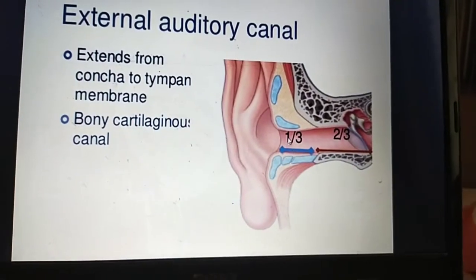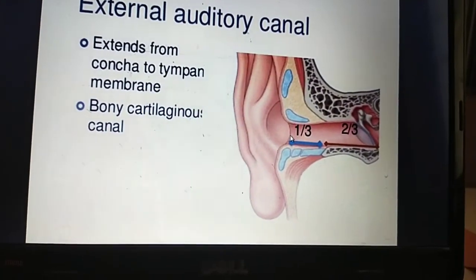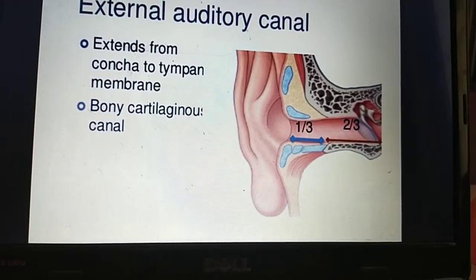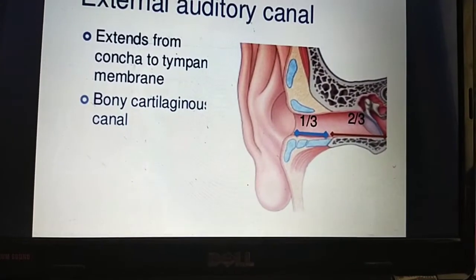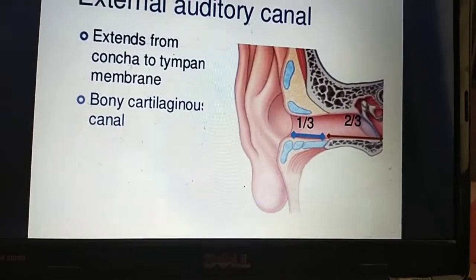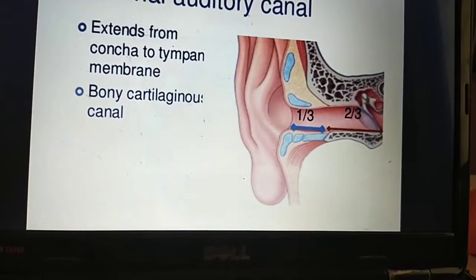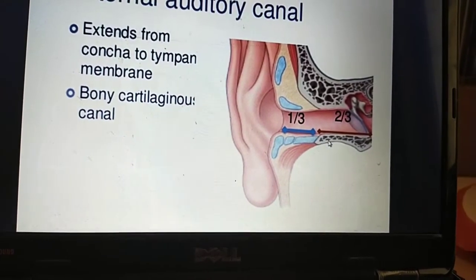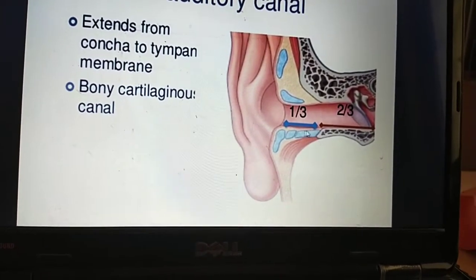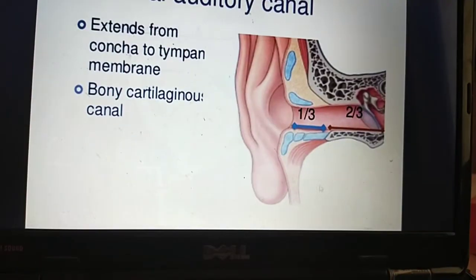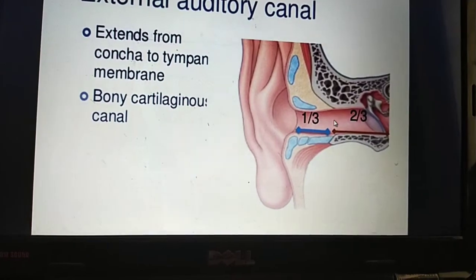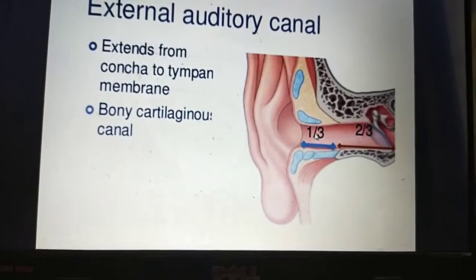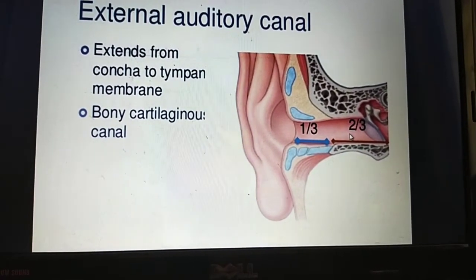The external auditory canal is a canal, a passage. Here it gathers the sound energies and focuses them on the ear drum. Here you can see this is the bony part, the bone, and this is the cartilage. That's why the external auditory canal is divided into two parts, the bony part and the cartilaginous part. One third is cartilaginous and two thirds is bony.